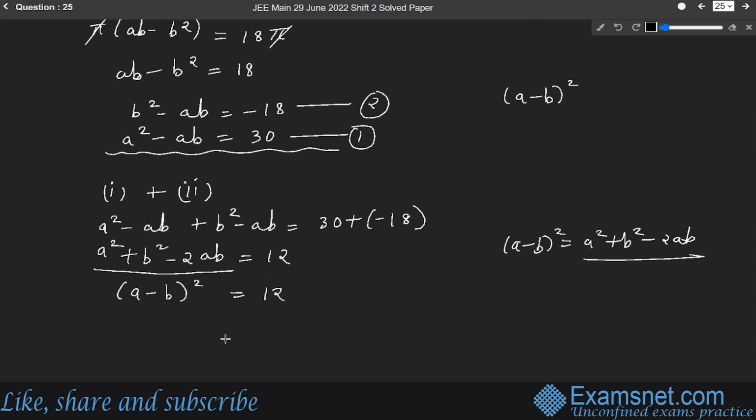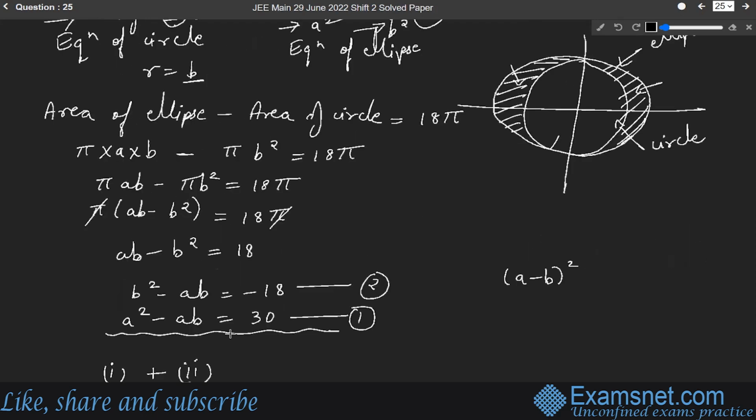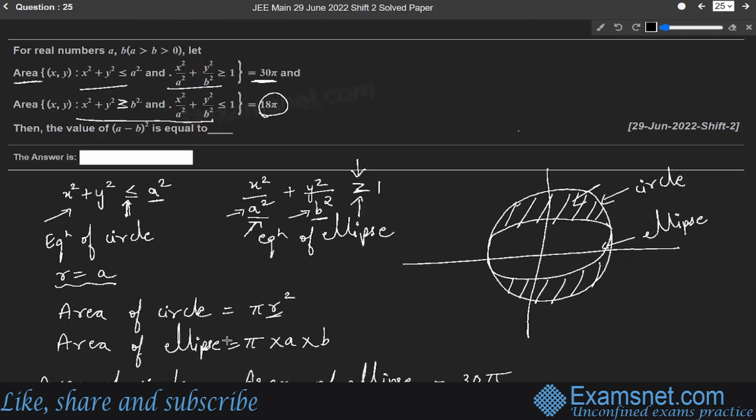So for this question, the correct answer is 12. I hope this question is clear to you. It was a very, very simple question. You just have to use the basic concepts here. So the correct answer is 12 here.